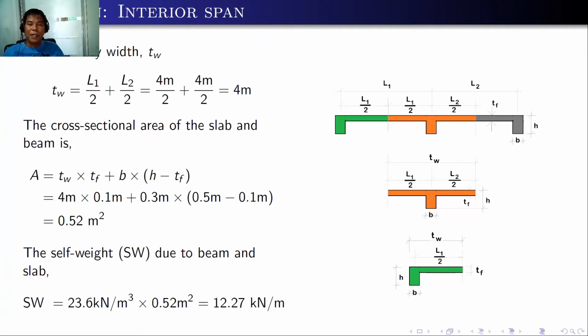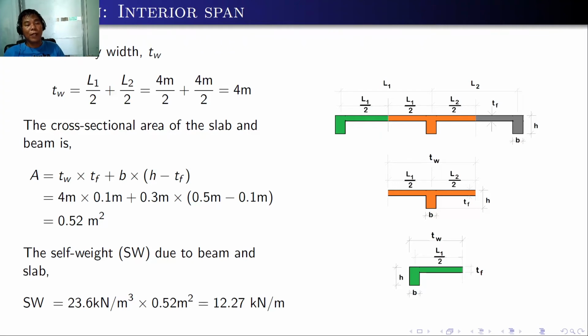So first, we need to determine the tributary width of the middle beam. In this case, we simply take half of the dimension of L1, that is L1 over 2, and half of L2, L2 over 2. So we have to add these two dimensions, which will give us 4 meters. So we will call this one the tributary width, and we have to multiply this to the corresponding quantities.